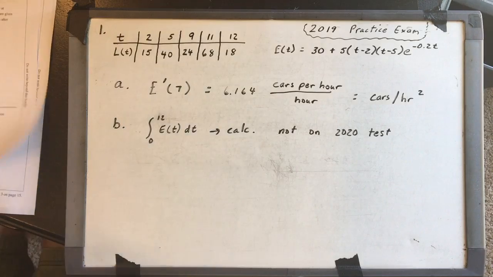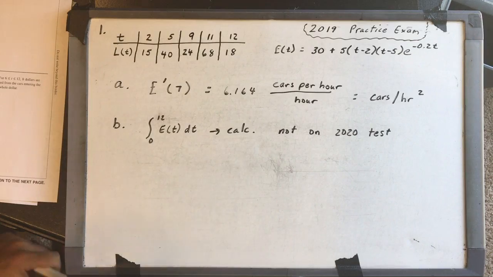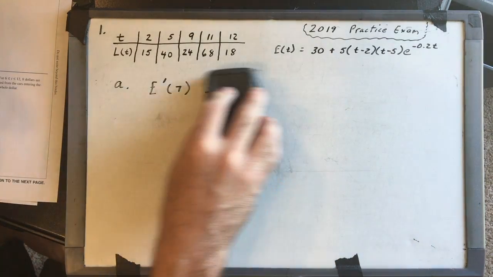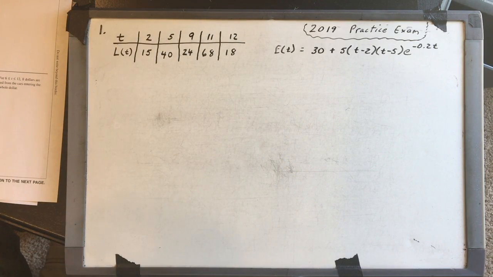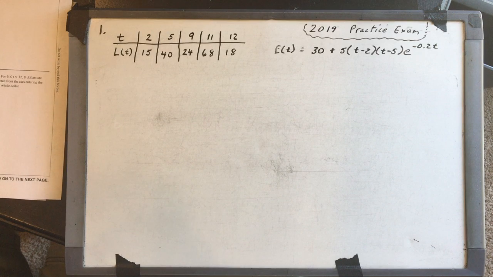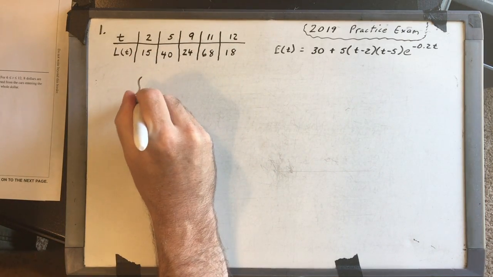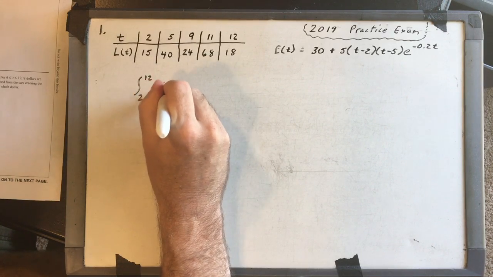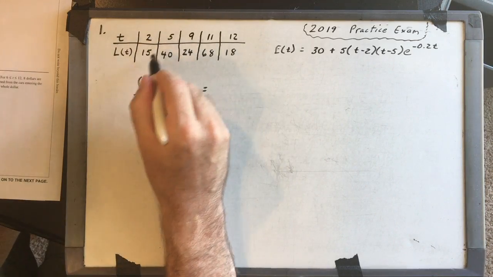All right, part C, though, absolutely could be on the test. So it's good to practice a trapezoidal sum. So I'm going to erase this part. So it says use a trapezoidal sum with 4 subintervals indicated by the data in the table. Okay, so we're wanting to figure out the integral from 2 to 12 of L(t) dt, and we're going to use a trapezoidal sum. So it's just the base times the average height.